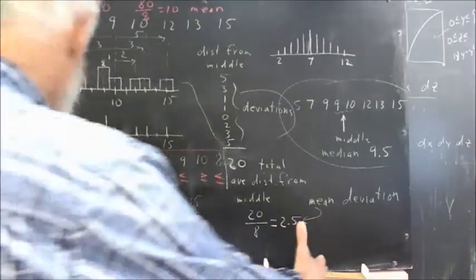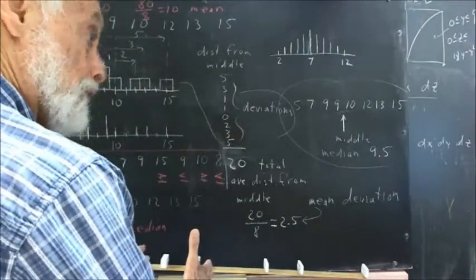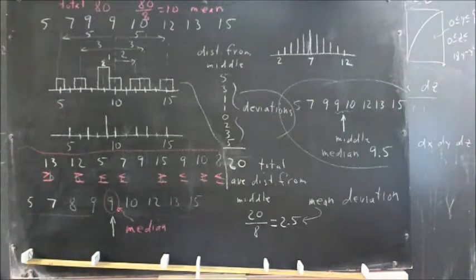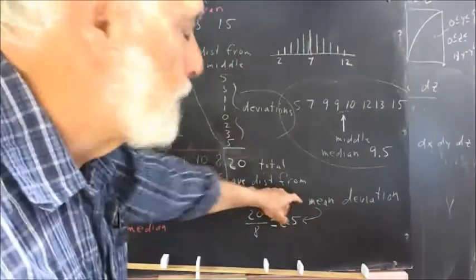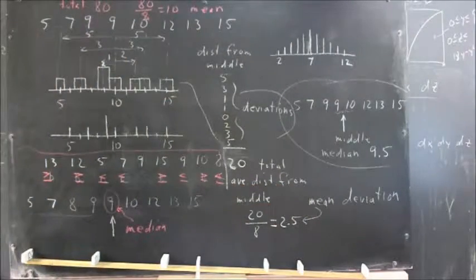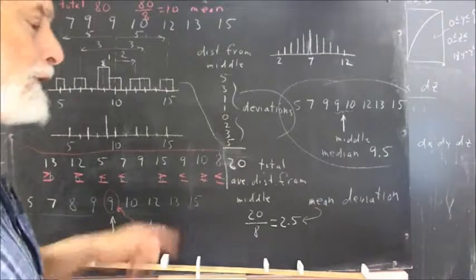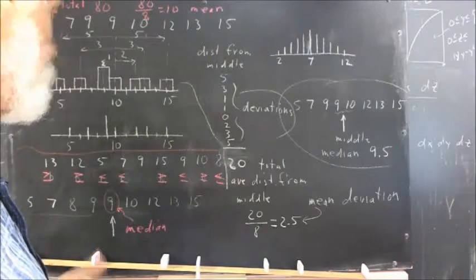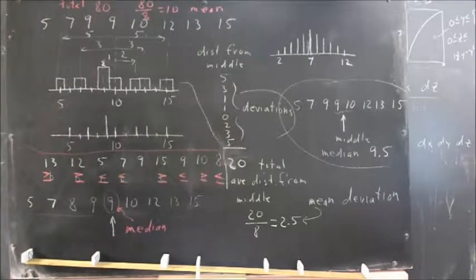Or we could move all of them closer, maybe leaving the last two the same, or maybe we just move all of them closer, so that the distribution is more bunched up, and that's going to give us a smaller mean deviation. So a mean deviation is a measure of how spread out the distribution is.